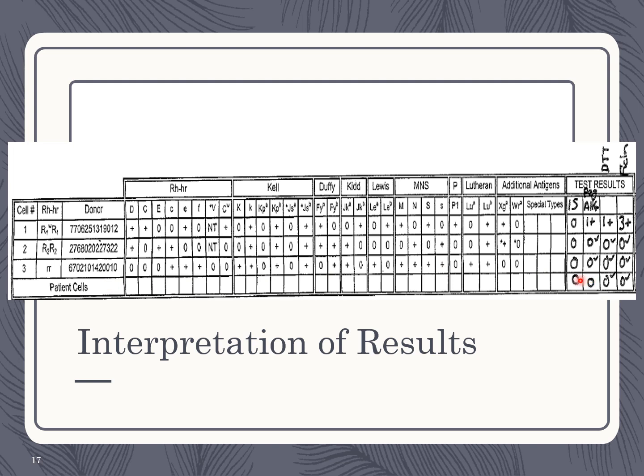This is called the auto control. You want to do this at each phase, and if you use any special enhancements or treated cells, so that you know how it's affecting the patient cells as well. You also will interpret the screen as positive, negative, or inconclusive. So this one has a reaction, so it would be positive. If everything was 0, no reactions, then it would be negative.